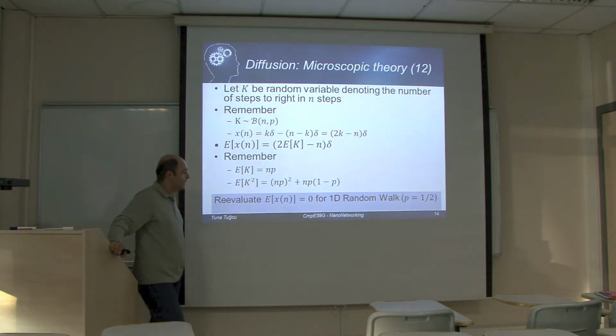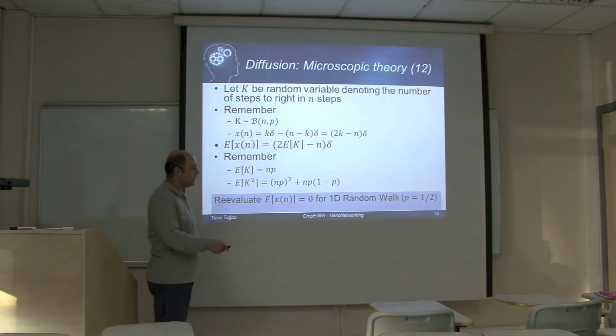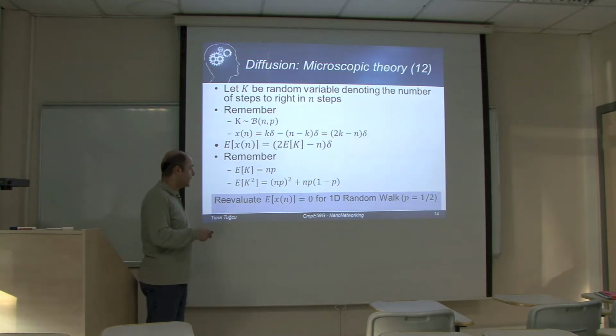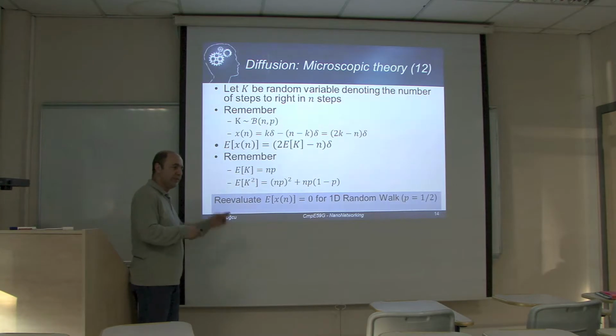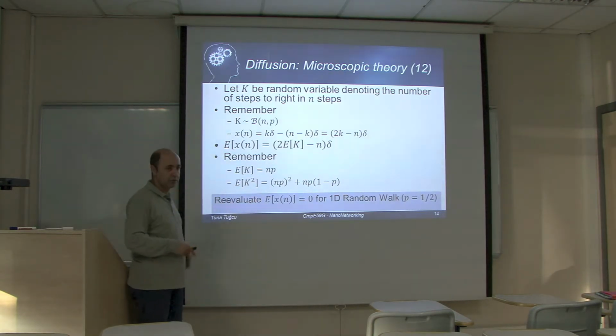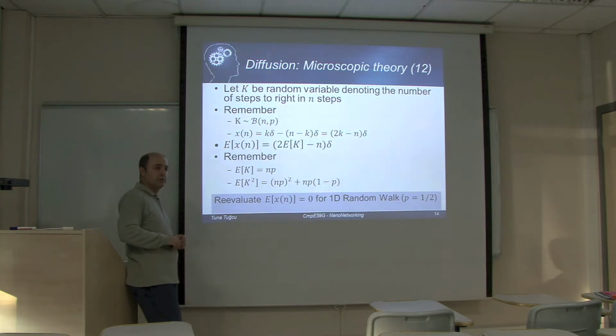Reevaluate, now assuming that p is 0.5, since you're talking about a 1D random walk, and find that the expected value of x of n is equal to 0. Remember, we mentioned this earlier, but try to find it out from here. How would you do that?